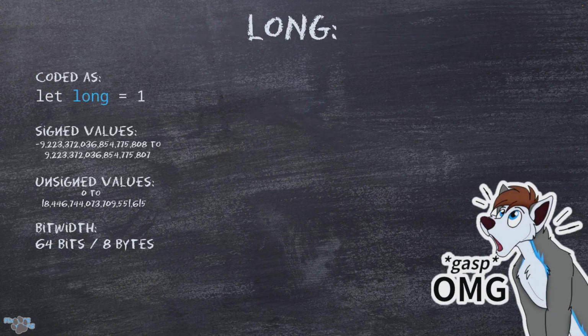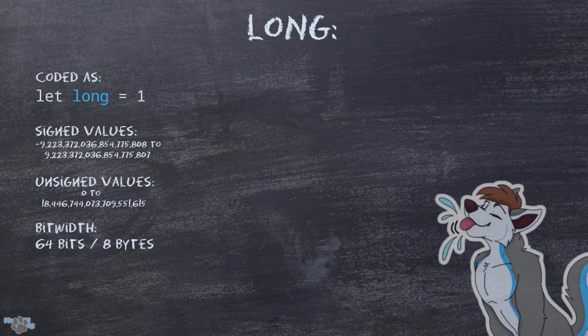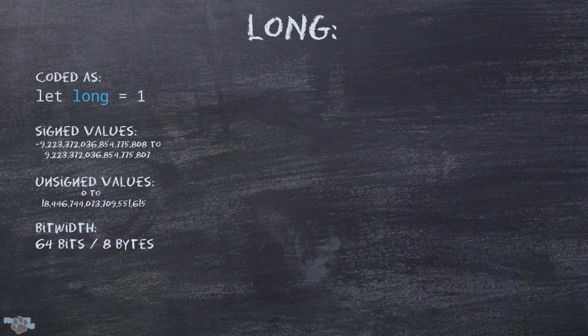This can store massive numbers. Not great for me right now having to say them, but anyways, the long type can store values of either negative 9.22 quintillion to 9.22 quintillion, or 0 to 18.44 quintillion. All this fits into a bit width of 64 bits, or 8 bytes.